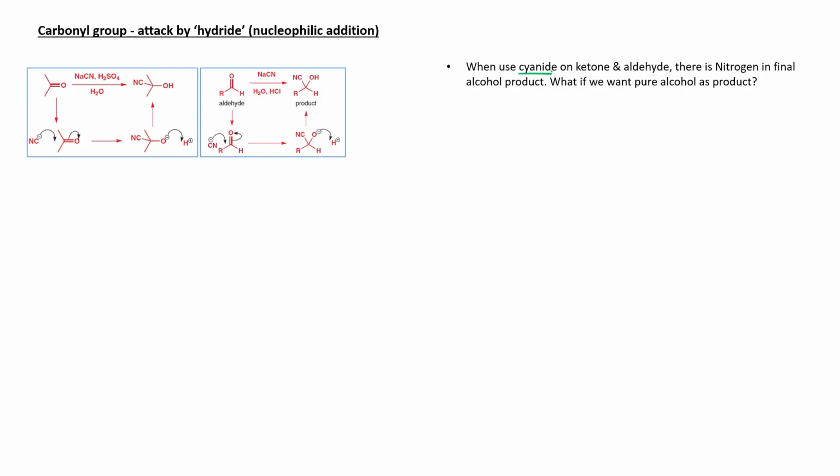When we use cyanide on a ketone or aldehyde, which are the carbonyls we looked at before, there is nitrogen in the final alcohol product. If you look here, there is nitrogen. This is ketone, this is ketone, this is ketone, and this is aldehyde. Either way, when you attack with cyanide, you still have the nitrogen there. So what if we want a pure alcohol, meaning no nitrogen but just alcohol? We know this is already alcohol, but we want a pure alcohol without any nitrogen. How do we get that?